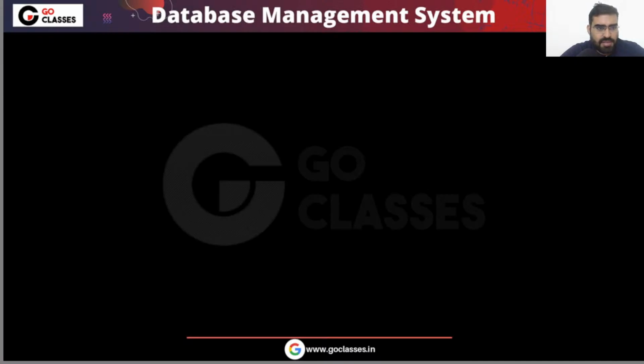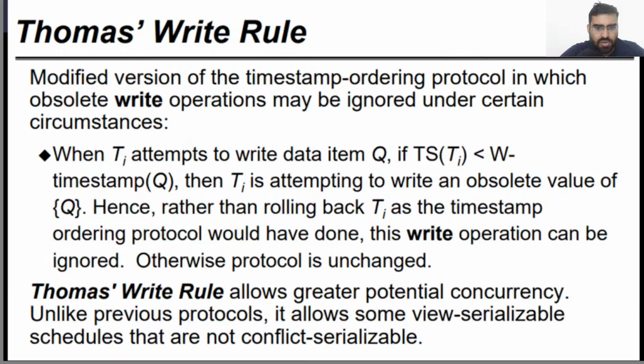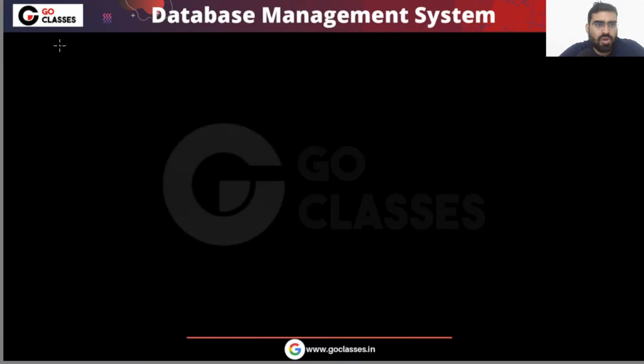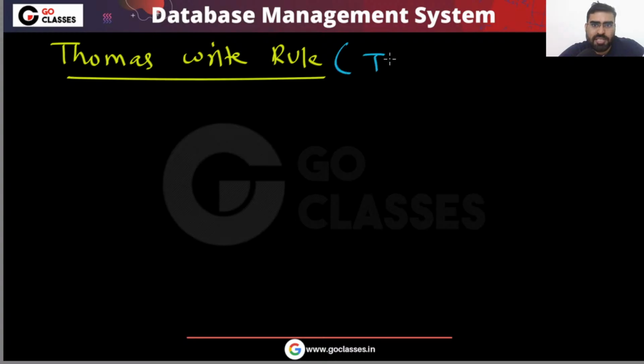Now, let's see. There is the Thomas Write Rule. What is this Thomas Write Rule? We have already seen this, but let me quickly tell you. The Thomas Write Rule, TWR, says that everything else is the same as TSP. Only one case is changed. This rule is related to the write operation.